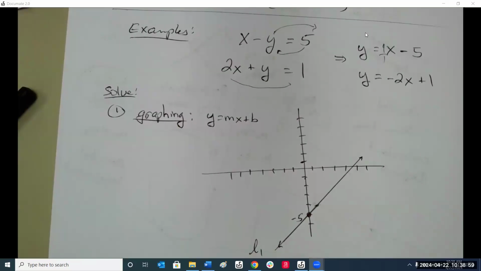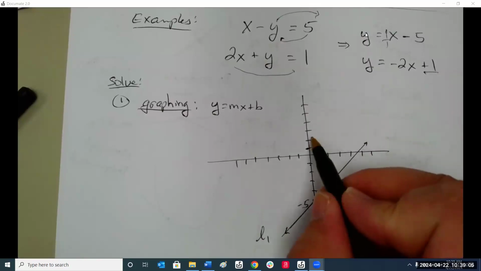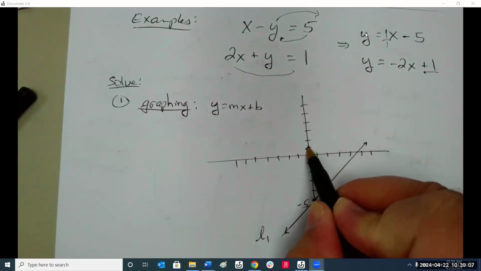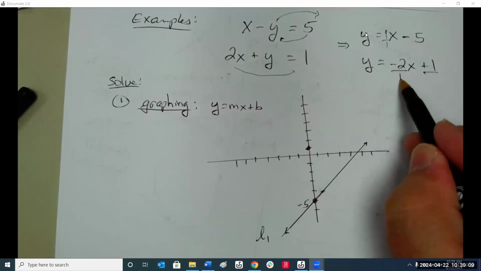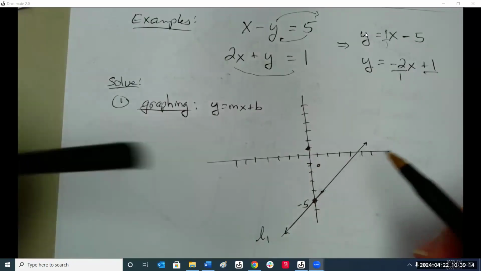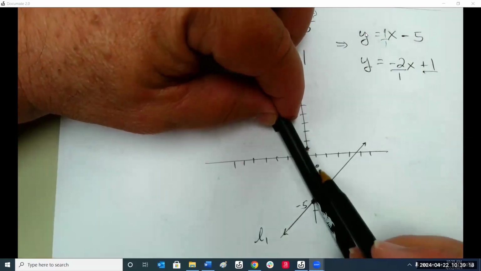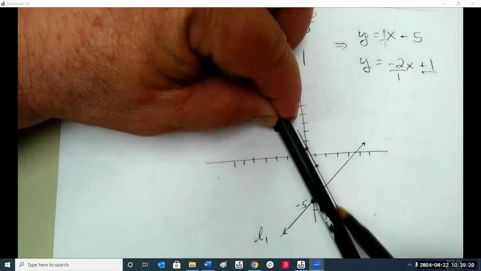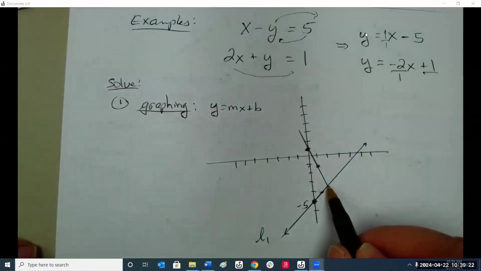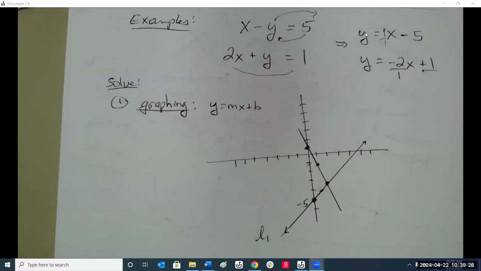That's line 1. The second one, we plot the y-intercept, which is positive 1. Follow the slope down 2 over 1. Connect the two.